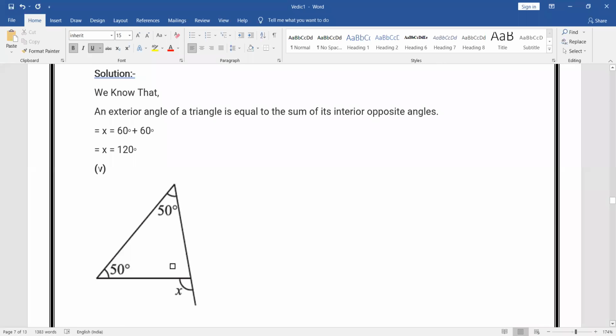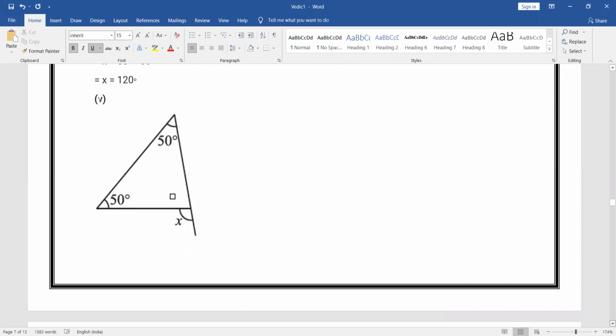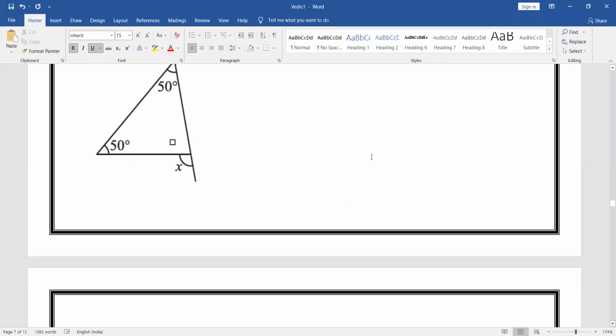Same questions are there. Now see here, in this question, the fifth part. Let us see how to solve it when you are seeing the question.